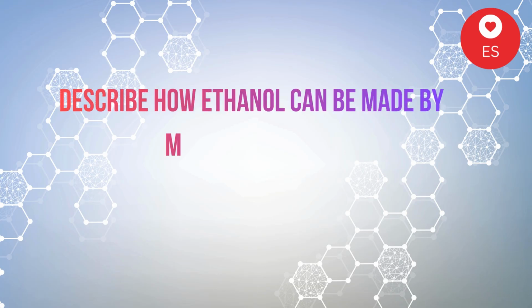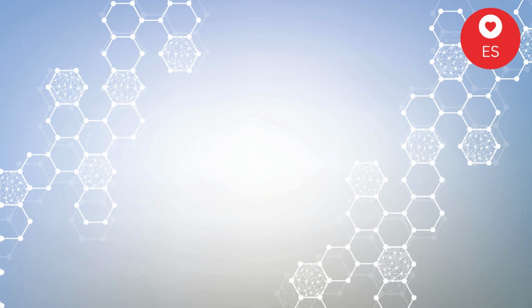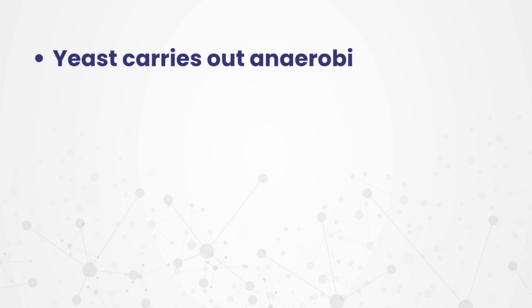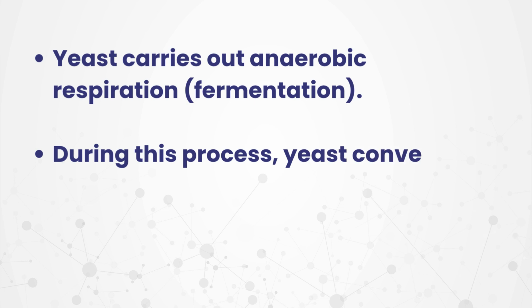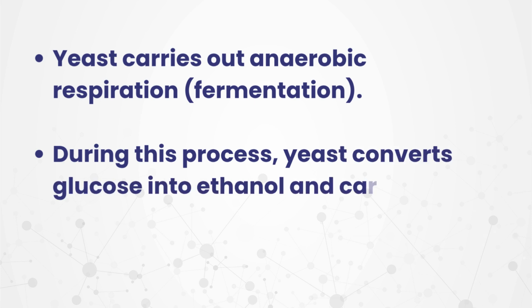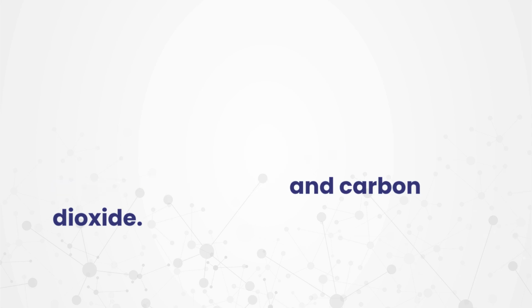Describe how ethanol can be made by microorganisms. Yeast carries out anaerobic respiration, fermentation. During this process, yeast converts glucose into ethanol and carbon dioxide.